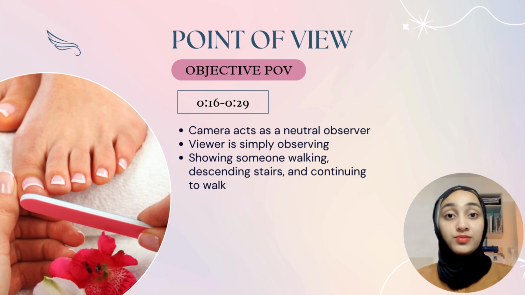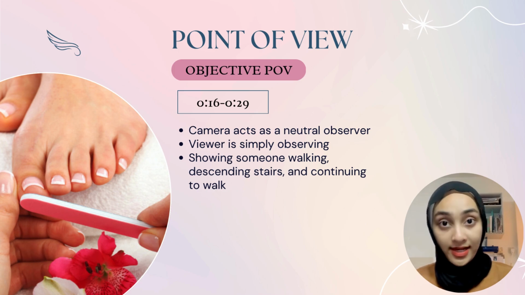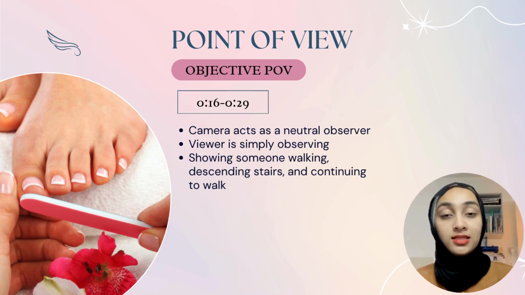Alright, next is objective POV. Objective POV is when the camera acts like a neutral observer when the viewer is simply observing someone in the video. For example, in this video from 60 seconds until 29 seconds, the video shows that someone was walking, descending the stairs and continuing to walk. That is the example of objective POV.